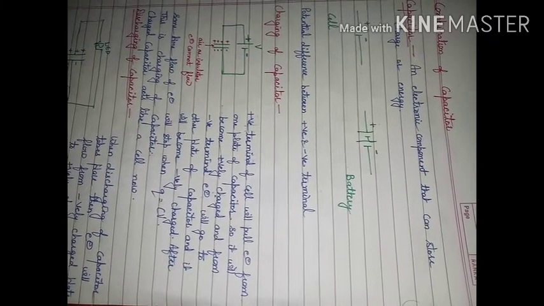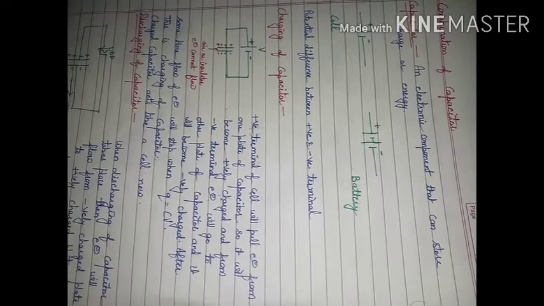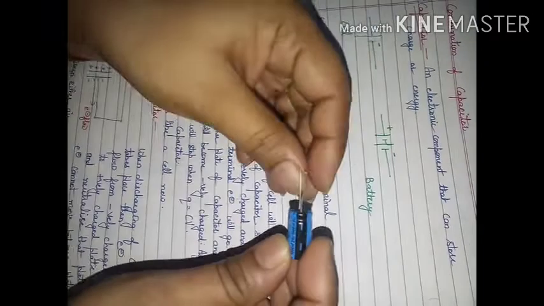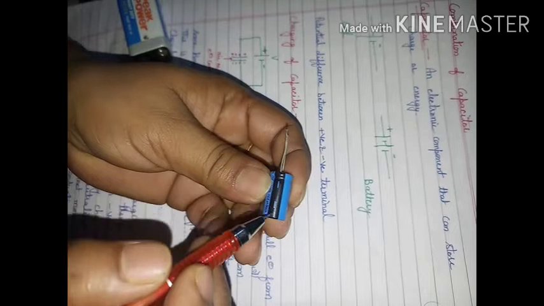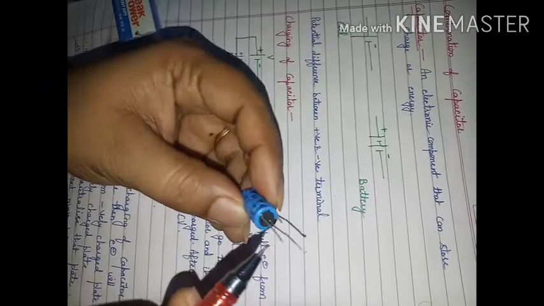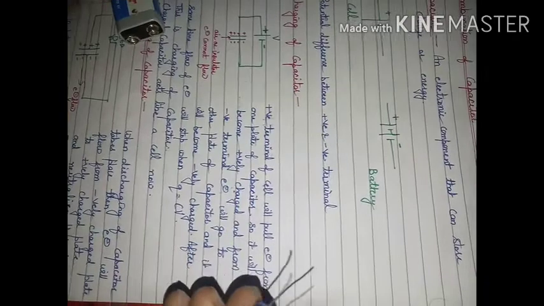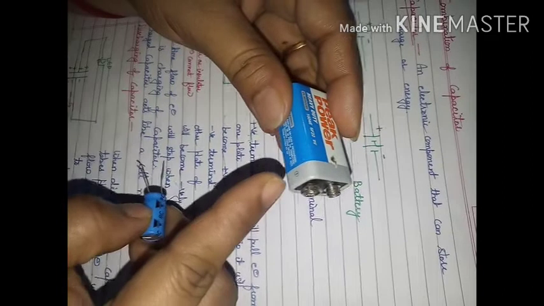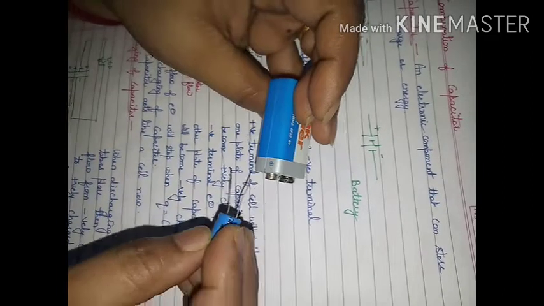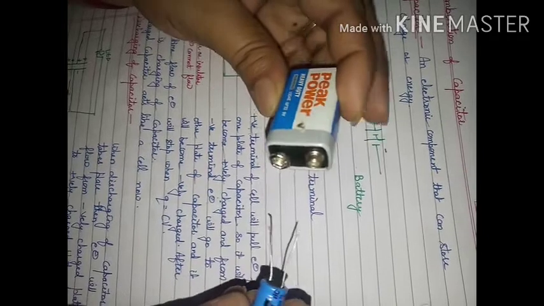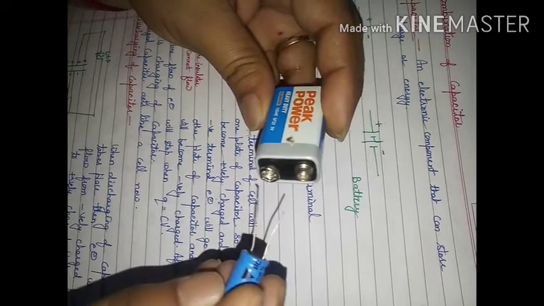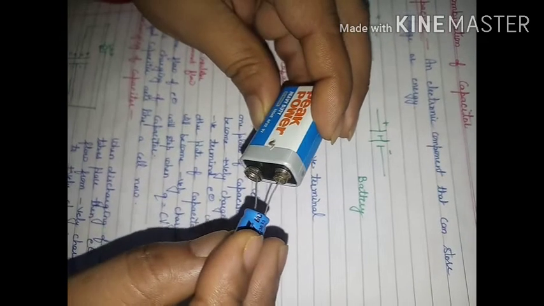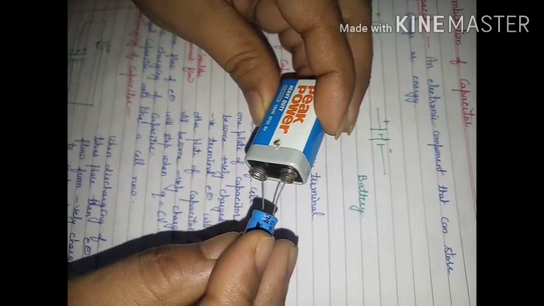Now let us do one activity to understand what is charging of a capacitor. This is an electrolytic capacitor. These marks show that this is the negative side of the capacitor and this is the positive side. This is one battery, with this side negative and this side positive. While charging the capacitor, we connect negative with negative and positive with positive. So now charging of the capacitor is going to take place.